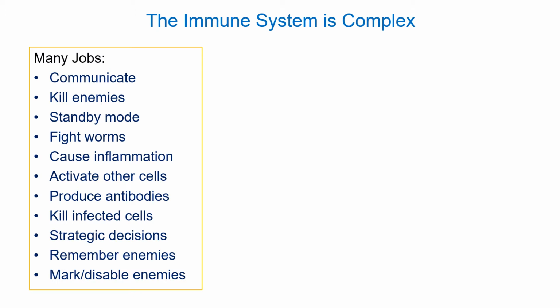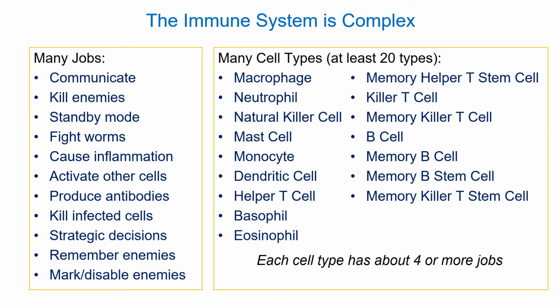If you take a look at this slide, you can see it's talking about how the immune system has many jobs. It needs to communicate, kill enemies, be on standby, fight worms, inflammation, fever, all sorts of things. There are many different cell types, at least 20 types, and each of these cell types has at least 4 or more jobs. It is a very complex system. So some of these things we'll be talking about, but not all.